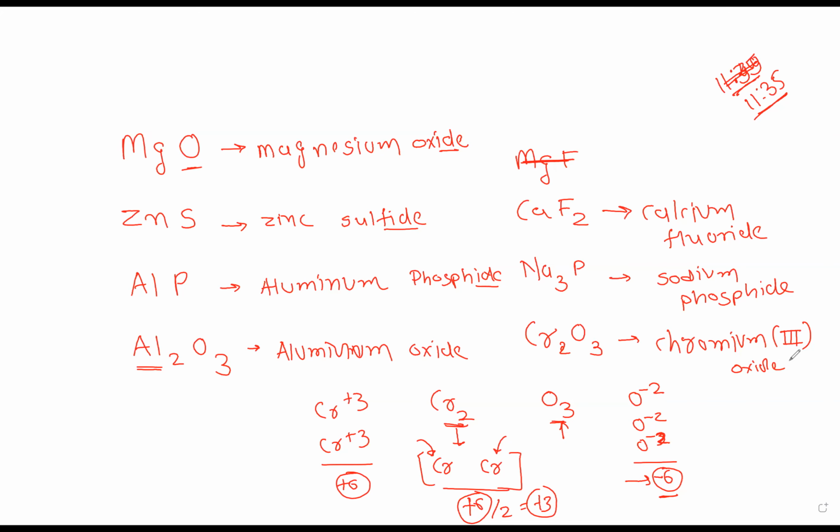Okay, excellent, right? So I hope this is clear to everyone. Now what we're going to talk about is how we can name a polyatomic anion. So far we just talked about monoatomic anions, in which we just have one element as an anion. Now we're going to take examples in which we can have more elements together as an anion.